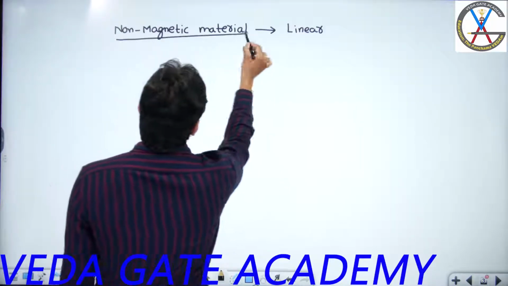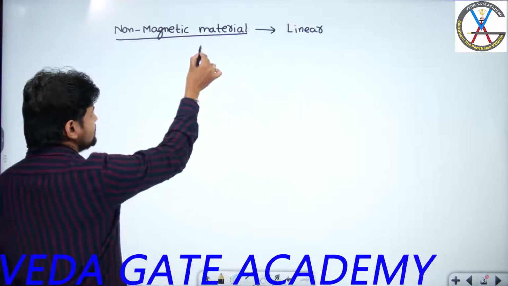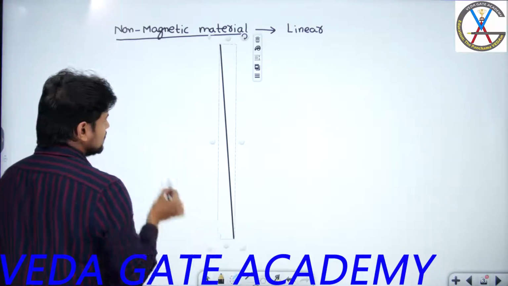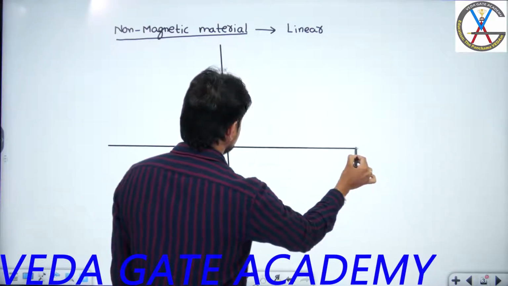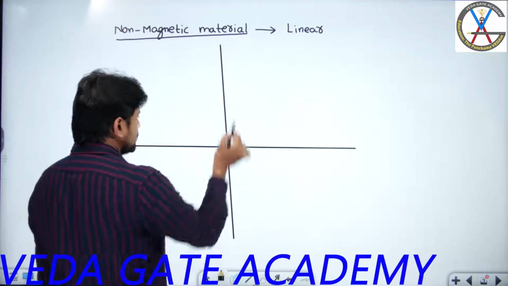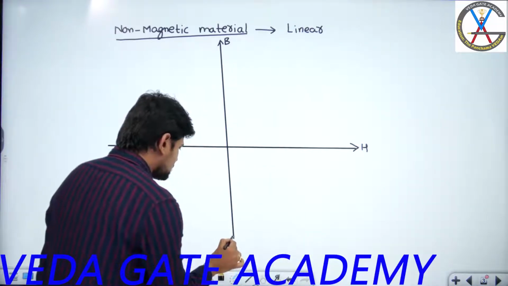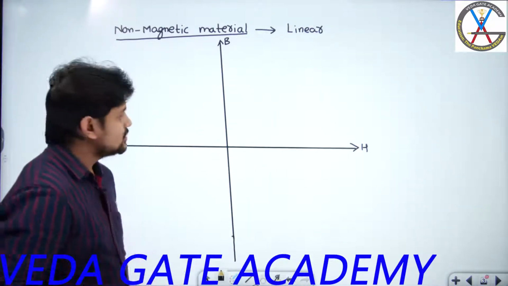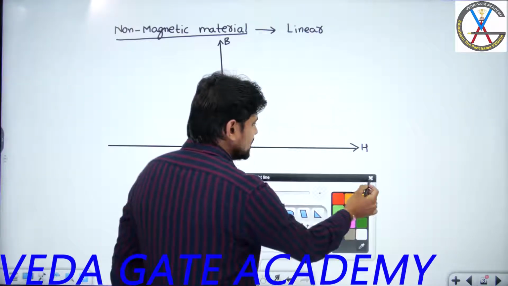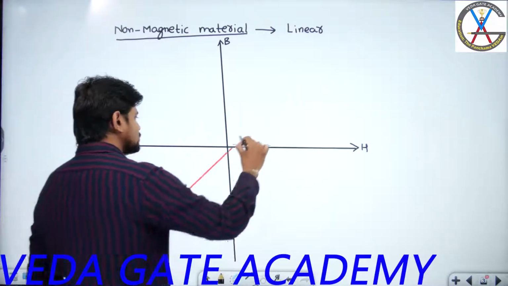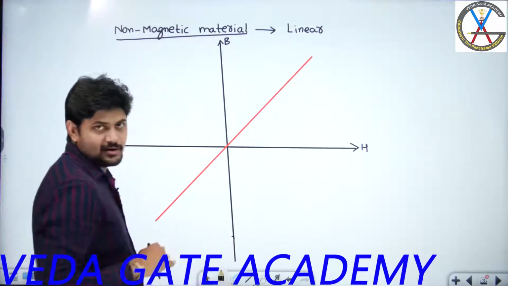If you consider the machine is a linear machine, and if I try to draw the BH characteristics of this machine, let us assume that this is B, and this is H. Let me consider this is the BH characteristics, right? So this is B and this is H. Let me extend this slightly. Right. So if I try to draw the BH characteristics of this non-magnetic material, obviously you are going to get linear BH characteristics, as shown here. So this is the linear graph that we are going to get.